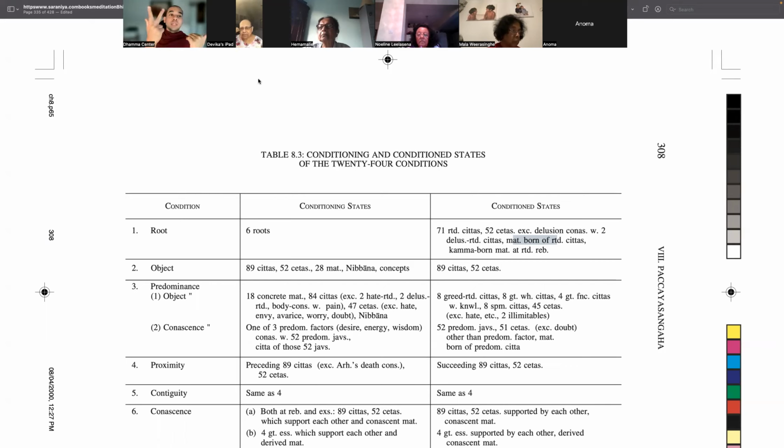Pathavi, Apo, Tejo, Vayo, Vanna, Gandha, Rasa, Oja, Hadayavatthu, Jivitindriya. So 10 there, right? All must have 10. In the masculine, we have Pathavi, Apo, Tejo, Vayo, Vanna, Gandha, Rasa, Oja, Purisabhava, and Jivitindriya, 10. In Itthibhava, we have Pathavi, Apo, Tejo, Vayo, Vanna, Gandha, Rasa, Oja, Itthibhava, and Jivitindriya, 10.